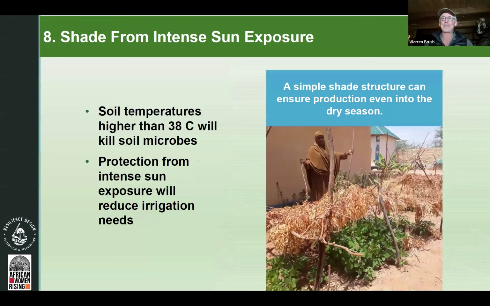Next, T. And then we see soil temperatures. We need to shade. We need to limit the evaporation that happens at the soil level.